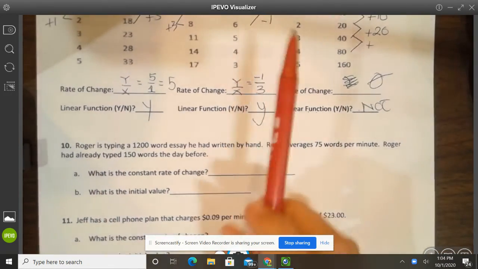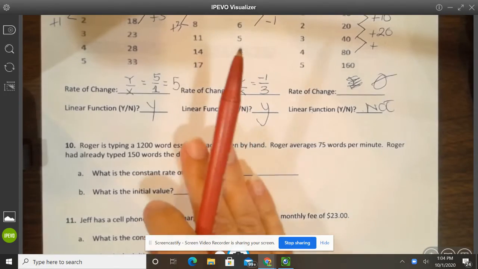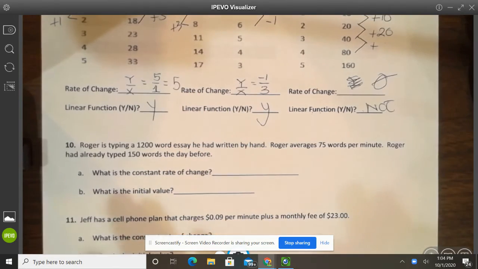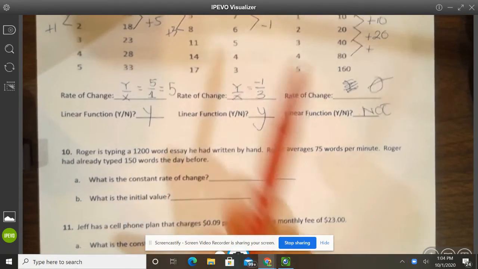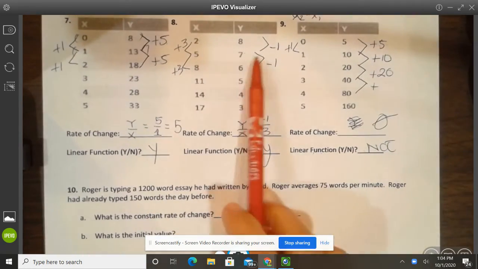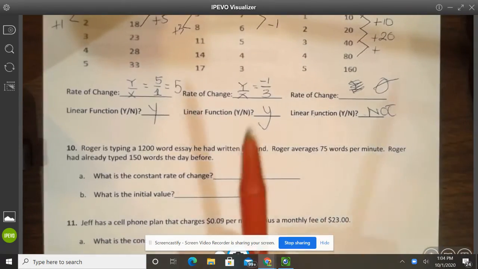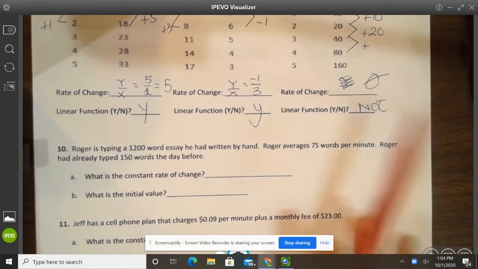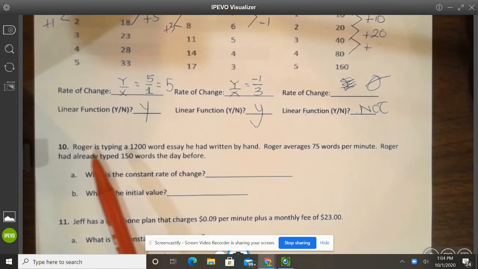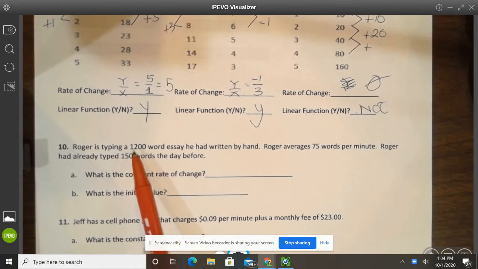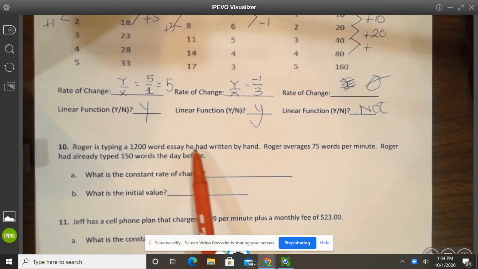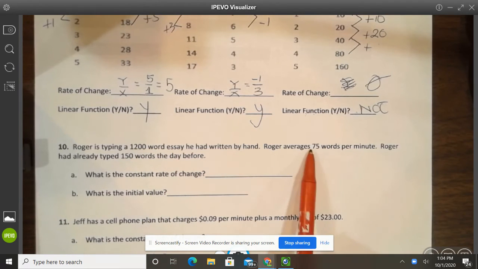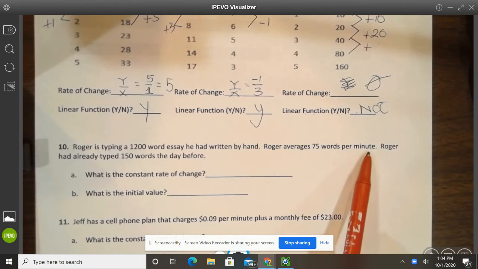So now we have 3 representations. We have a graph. We have using the slope formula, and then we have a table. Now we have to do one more representation. It's the stuff we did last week, which is a word problem. So Roger is typing a 1,200 word essay he had written by hand. Roger averages 75 words per minute. So that's our rate of change right here.